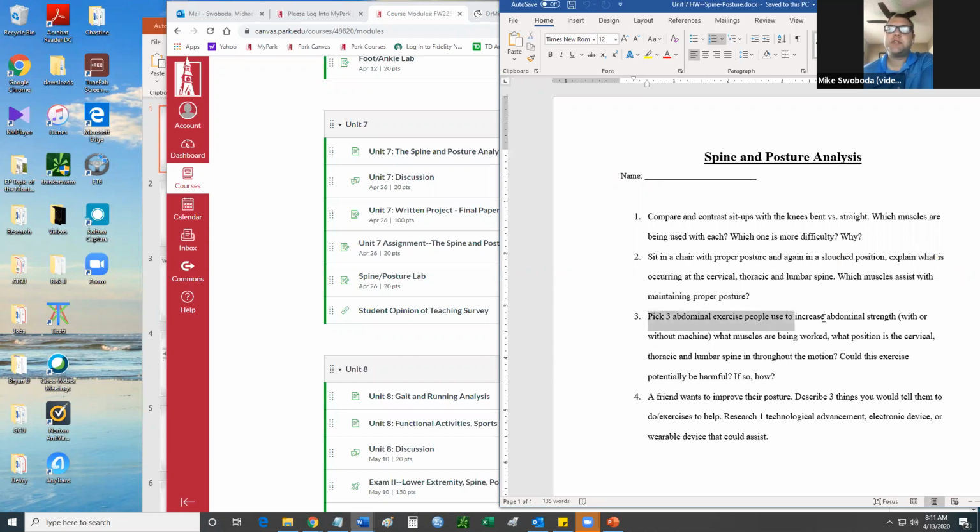Pick 3 abdominal exercises people use to increase abdominal strength. These can be with or without a machine. What are the muscles being worked? What position is cervical, thoracic, and lumbar spine in throughout the motion? Could these exercises be harmful? If so, how? So pretty straightforward there.